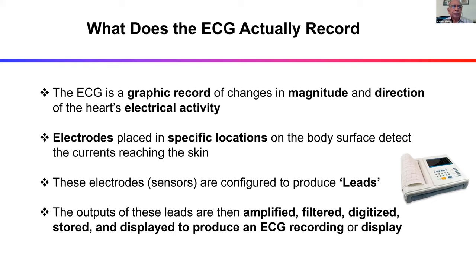Now, what does the ECG actually record? It has two parts. One, it records the magnitude of the electrical activity and the direction of the electrical activity. Another important aspect is that electrodes are placed in very specific locations on the surface of the body to detect the electrical activity from the heart. The electrodes are configured to produce leads. The lead is an abstract term produced by the electrical signals from the electrodes, and we will define the leads later on. The outputs of these leads are then amplified, filtered, digitized, stored, and displayed to produce an ECG recording. So there is a lot that happens before we see an electrocardiograph on our table.